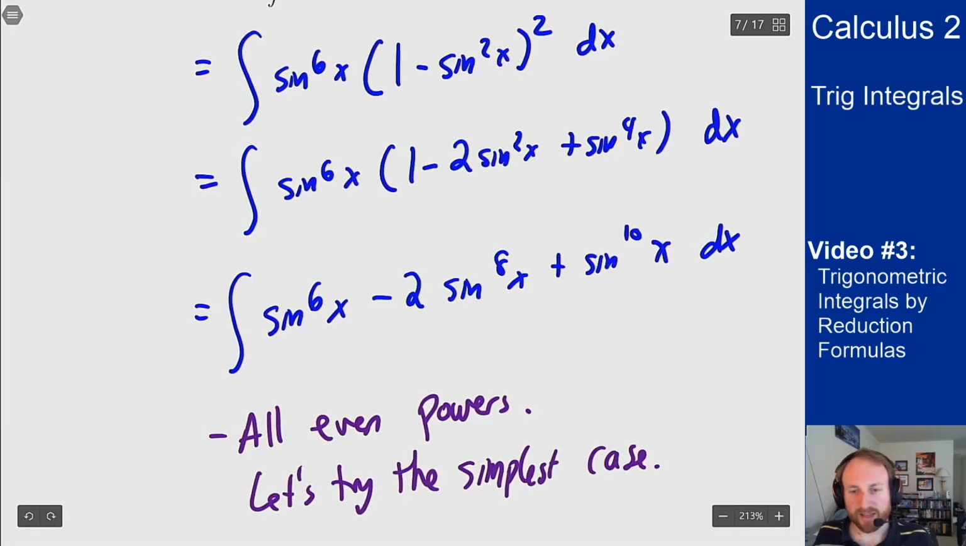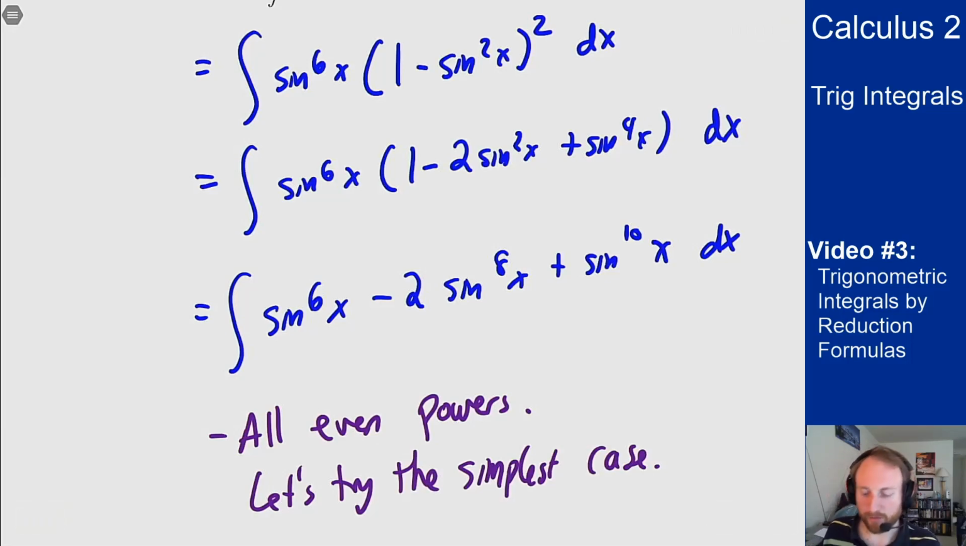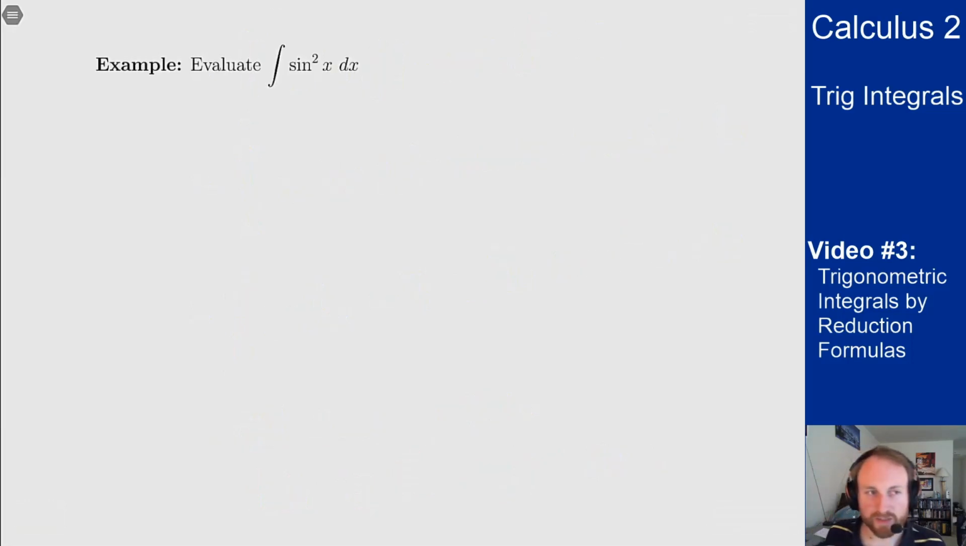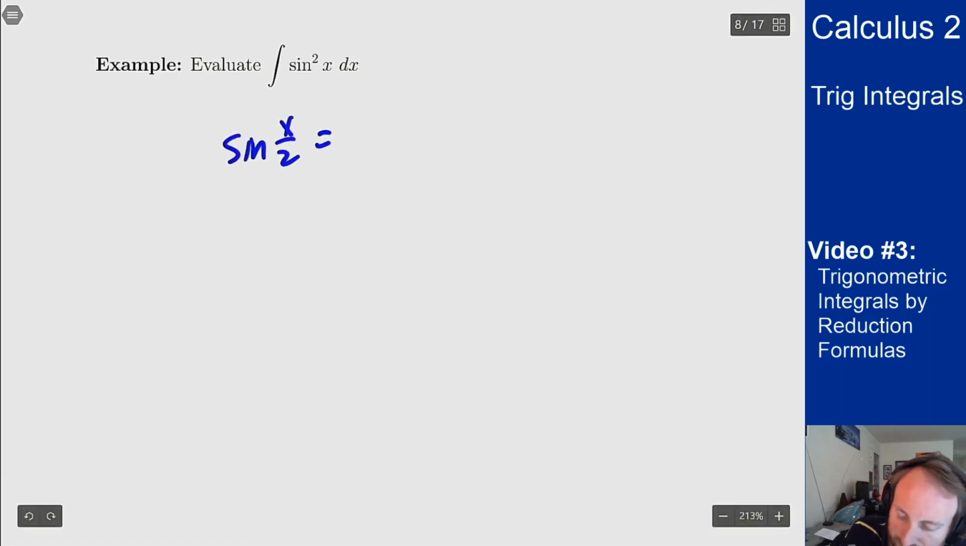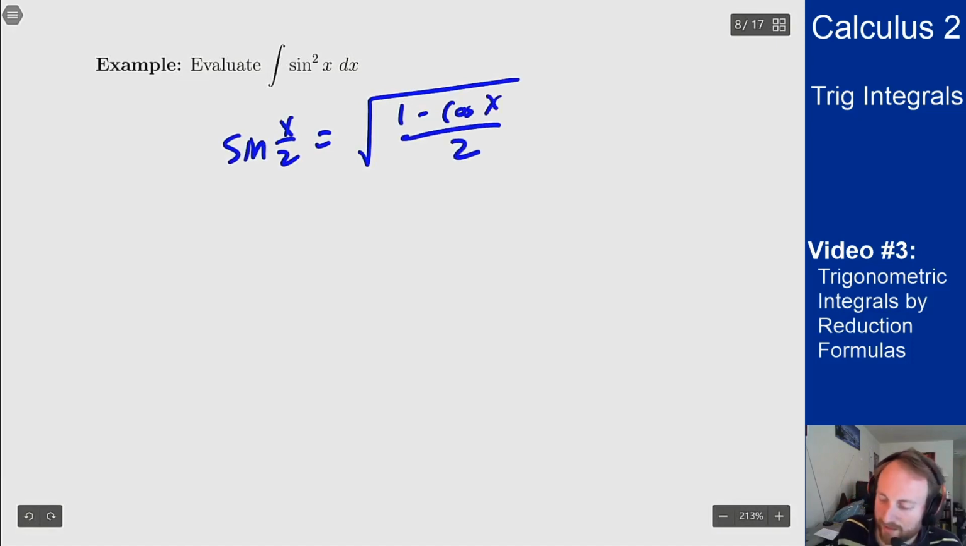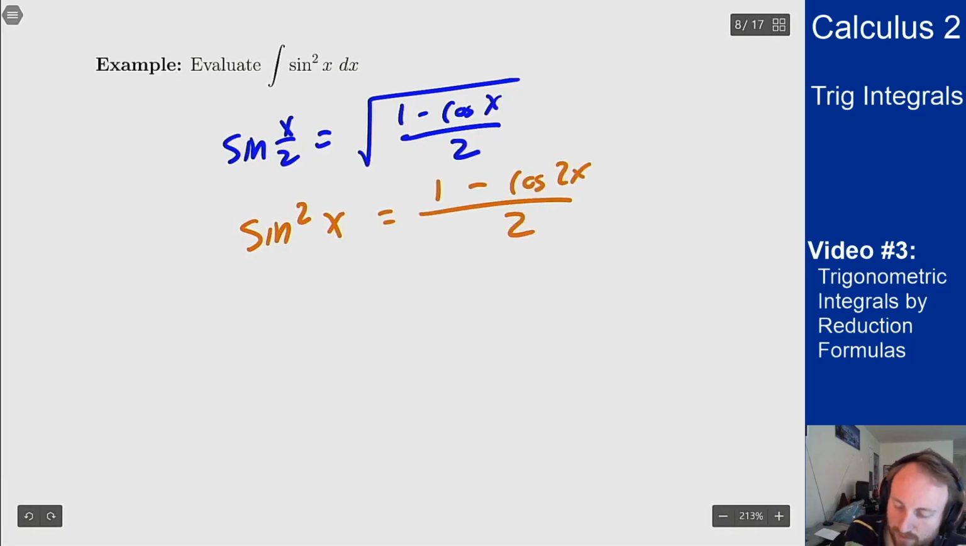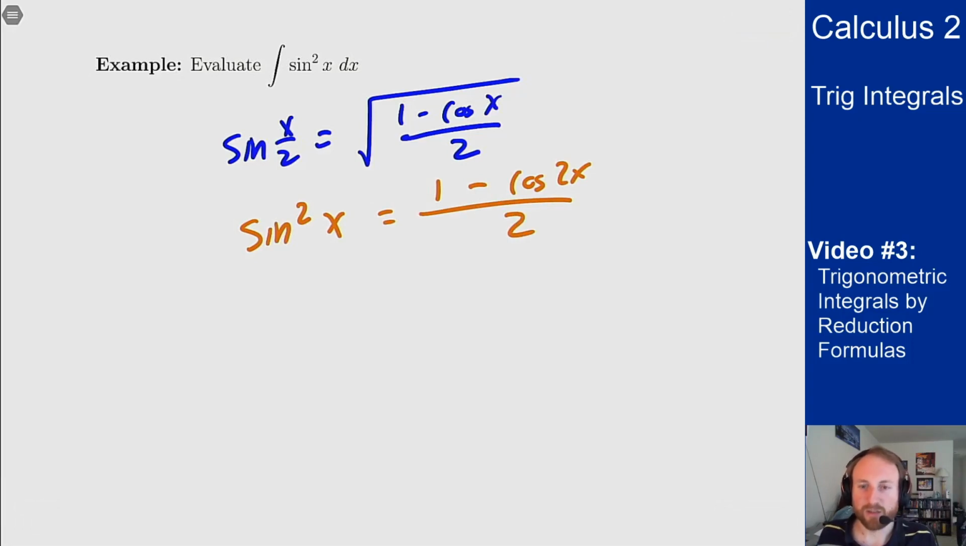And what's the simplest case? Well, the simplest case is taking sine squared of x as the smallest even power. So what can you do on this problem here? Well, this is where we have our half angle formulas coming back to help us, right? Based on our half angle formula, which says that sine of x over 2 is the square root of (1 minus cosine x) over 2, I then know that I can write sine squared of x as (1 minus cosine of 2x) all over 2. And that gives us a way to integrate this function.